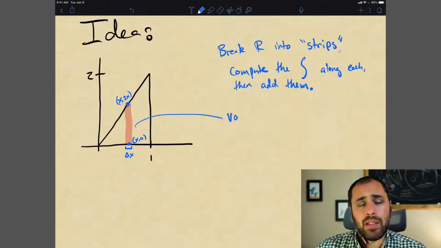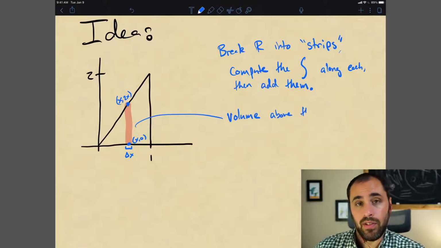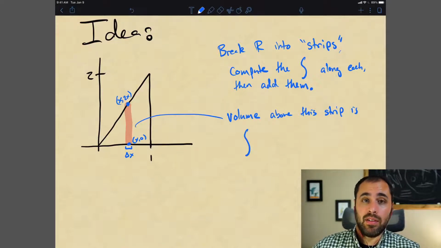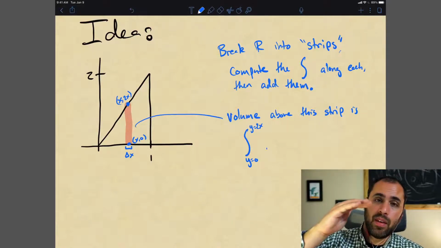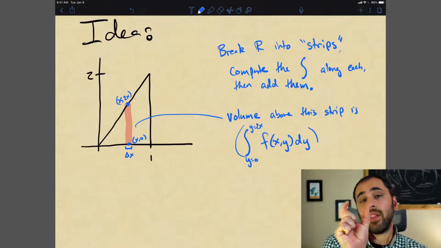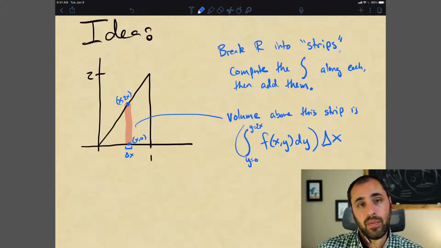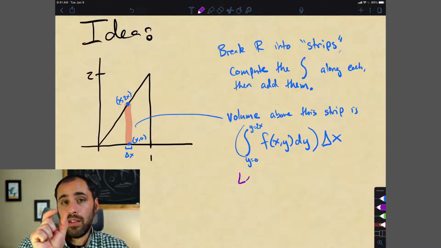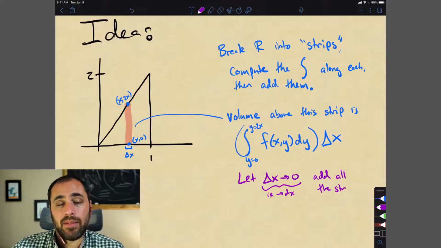So we can talk about the area above that strip. That's an integral of the function f(x,y), and the y bounds for that integral are 0 and 2x. And if we wanted to make that a volume calculation instead of an area calculation, we'll add some width to it in the x direction. Well, that width is delta x. And then the strategy would be let that delta x get small, take the volume of all those strips along the triangle, and add them together.